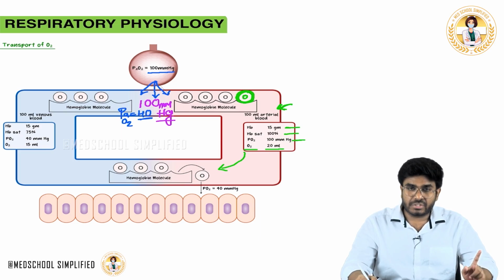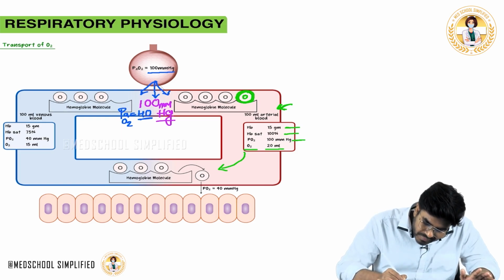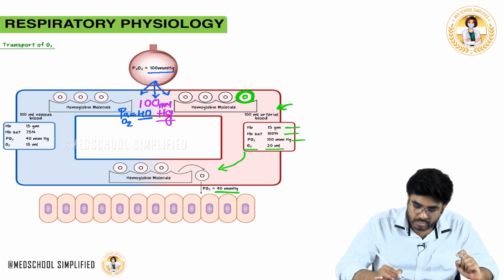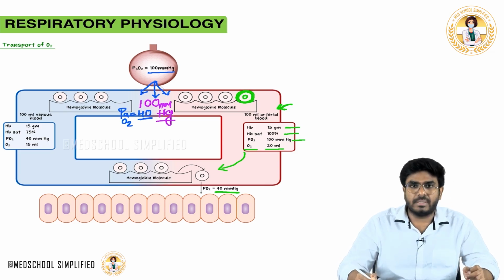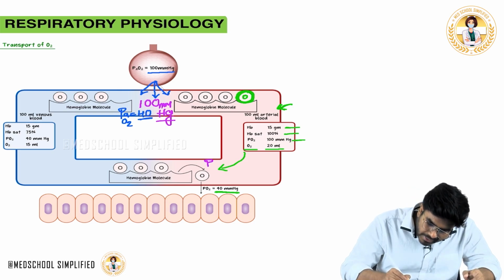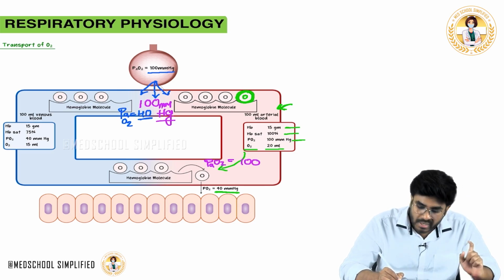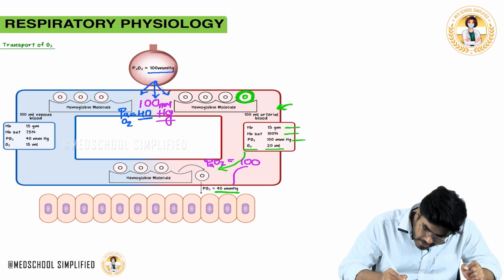Now what happens? In the tissues, what is the partial pressure of oxygen? At the level of tissues, the carbon dioxide is more, oxygen is less. So the partial pressure of oxygen in the tissues is 40 mmHg. Now in the blood, what is the partial pressure of oxygen here? In the blood, the partial pressure of oxygen is 100. Now what will happen? Sir, from high partial pressure to low partial pressure.